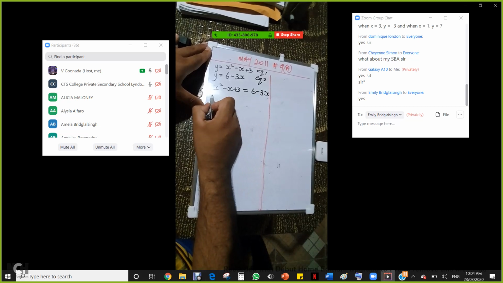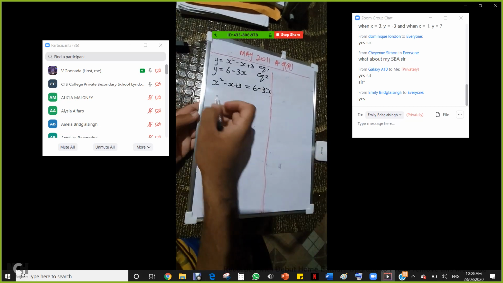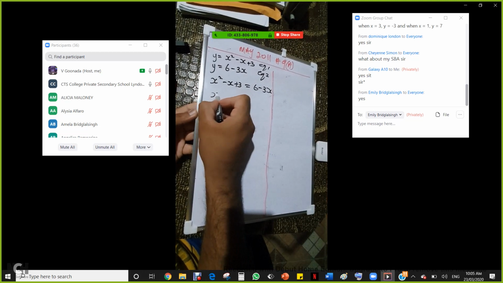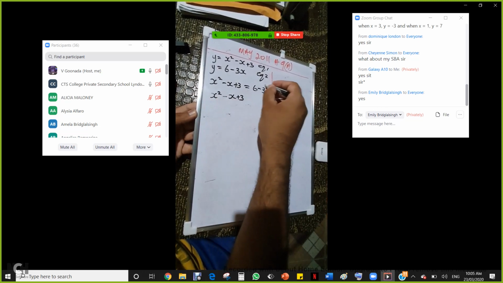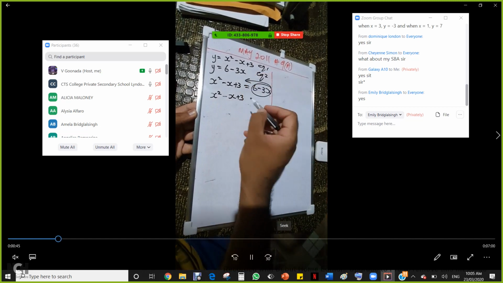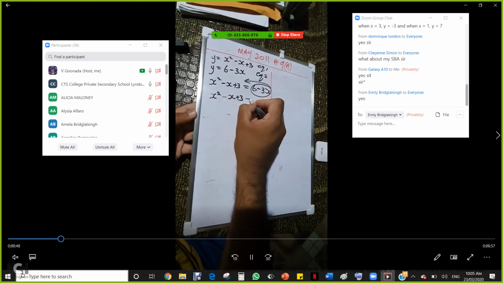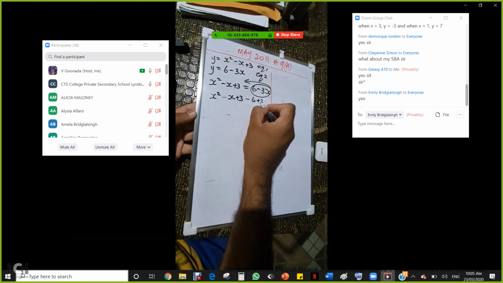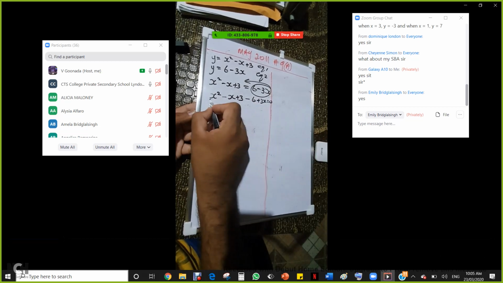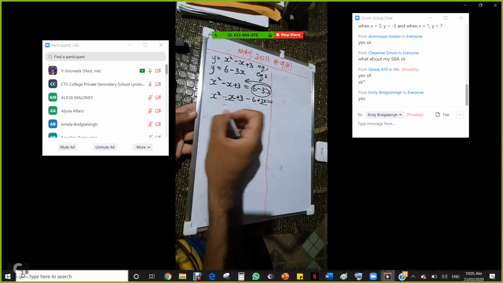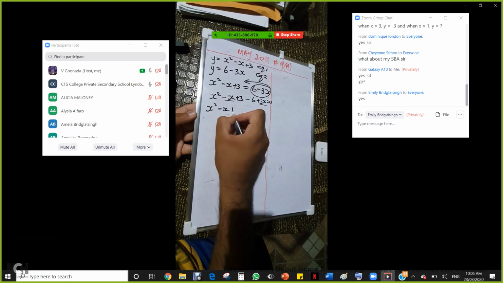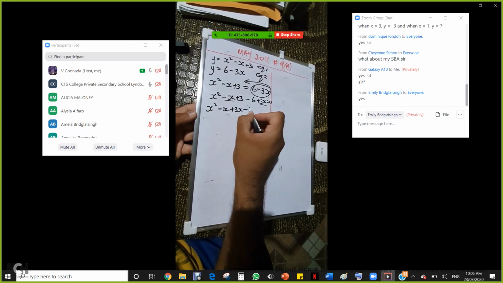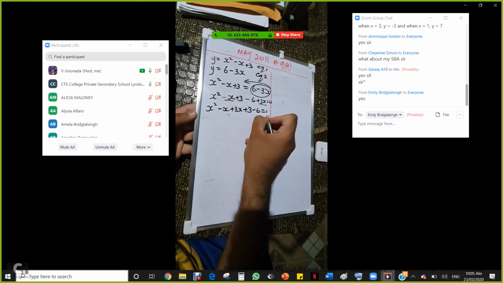So we can say x squared minus x plus 3, and now we are taking this and bringing it across. So it becomes minus 6, and this becomes plus 3x is equal to 0. So we have x here, and we have x here. So we can put them together. x squared minus x plus 3x plus 3, and then minus 6 is equal to 0.